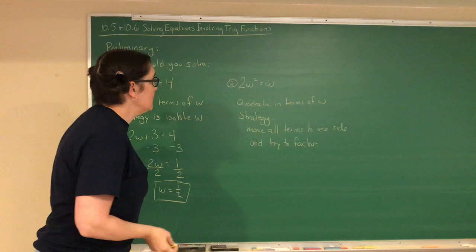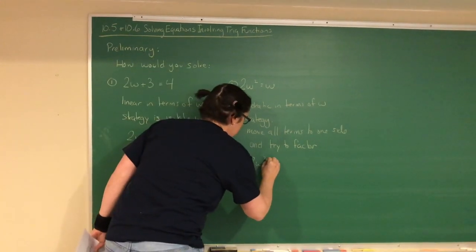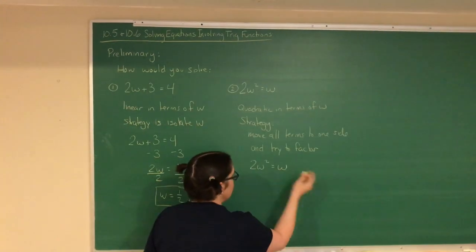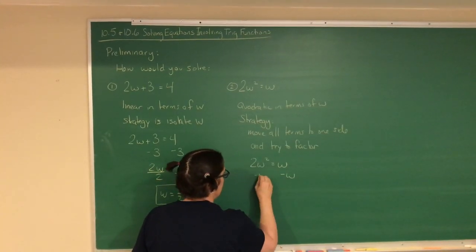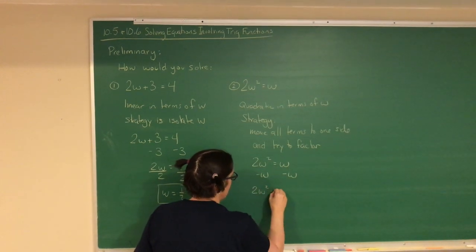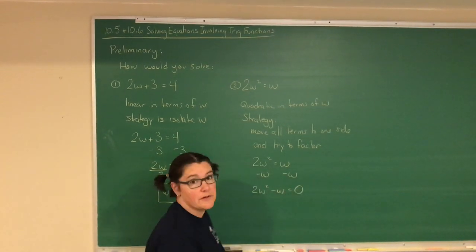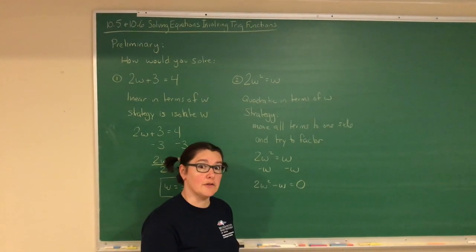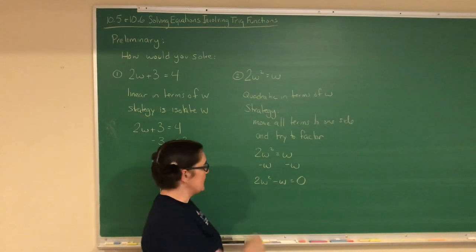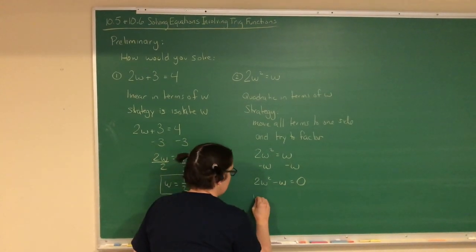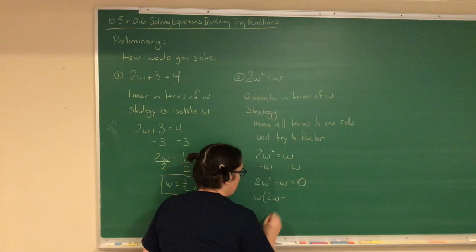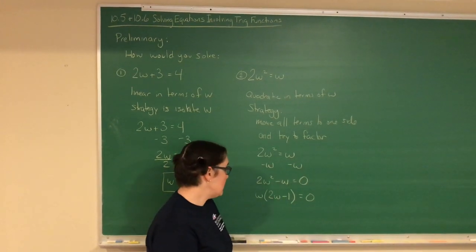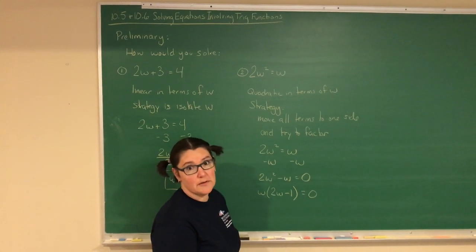So in this particular example, I have 2w squared equals w. I'll subtract w from both sides, move the w over to the left side. So I have 2w squared minus w equals 0. So I have all the terms on one side, and now I ask myself, can I factor? And the answer here is yes, because I have a common w in both of these terms, so I can factor that w out. And I'm left with 2w minus 1. So I have w times 2w minus 1 equals 0.